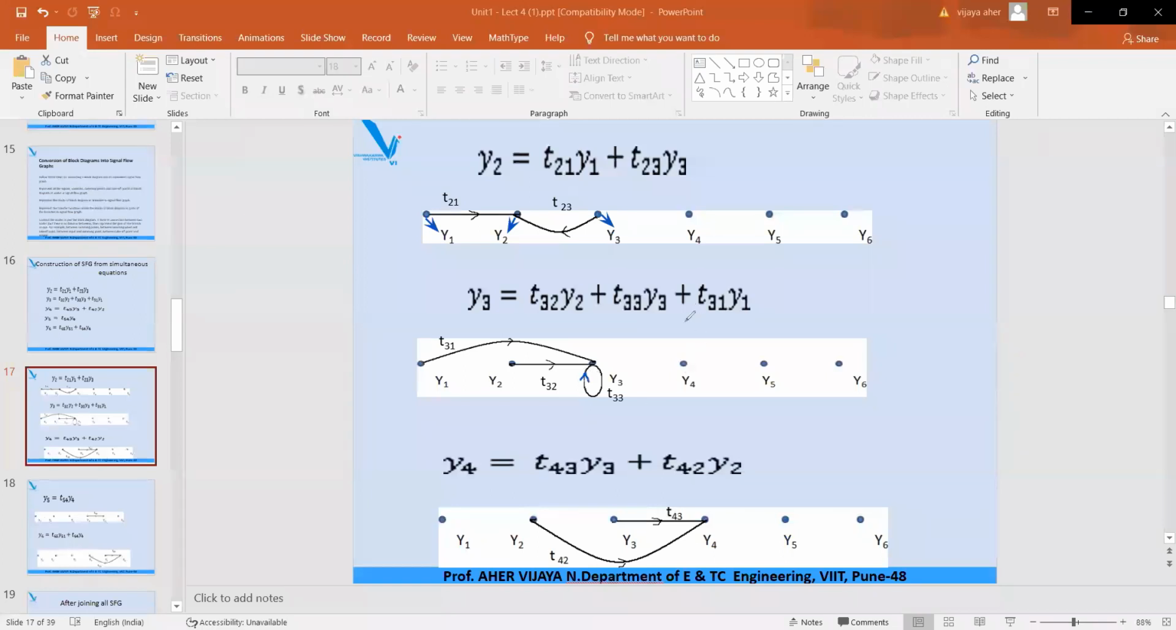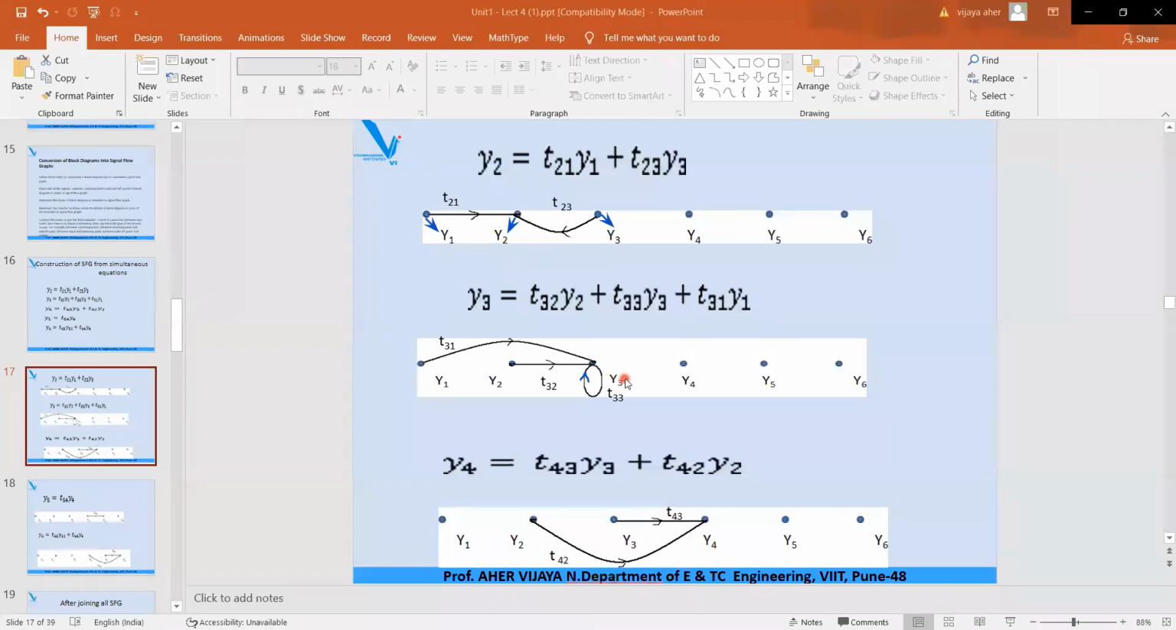ओके, आता नेक्स्ट टर्म आहे माझी पॉझिटिव्ह T31 into Y1. आता Y1 इथे Y1 नोड आहे माझा. ओके, सो T31 means destination is 3 and source is 1. So starting from Y1 to Y3, transmittance we are going to write like this: T31 positive direction आहे, so forward direction towards Y3.